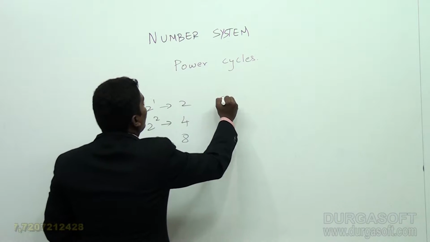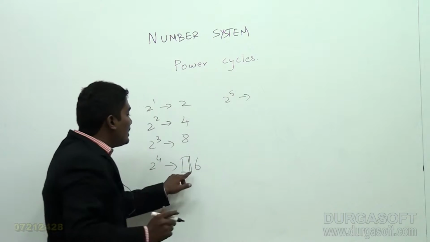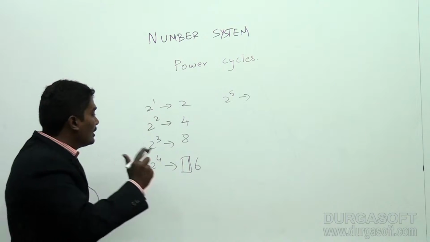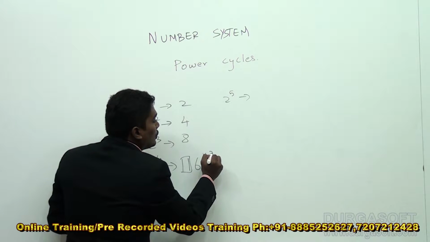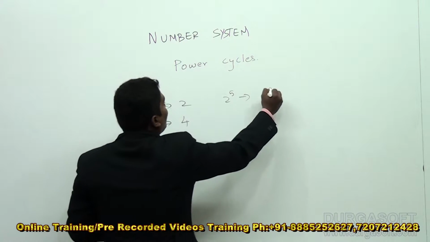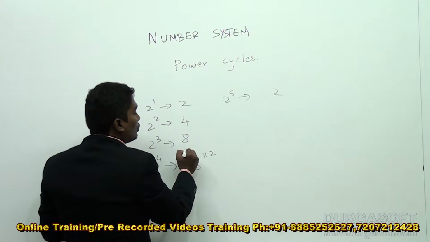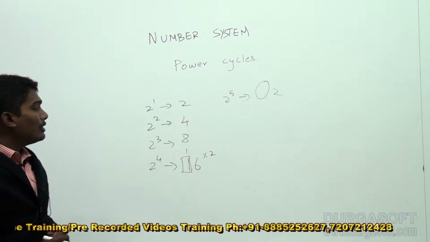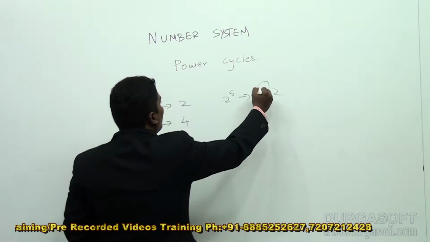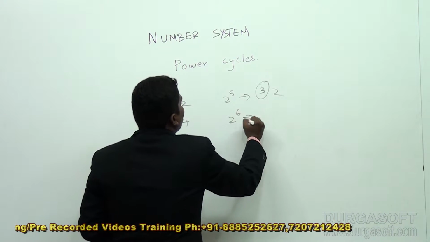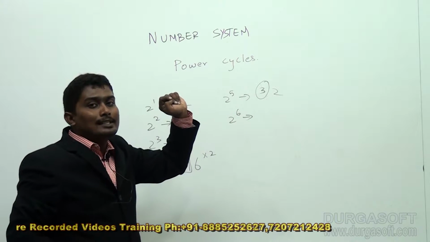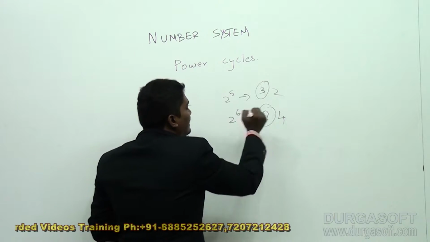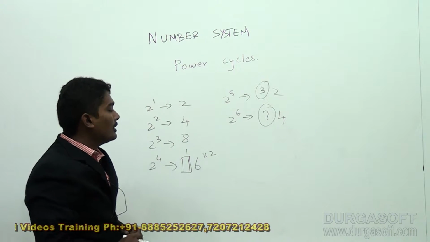Next I look at 2 power 5. 2 power 5 will be 16 into 2, 32. Or in other words, if I look only at the unit digit, 16 into 2, the unit digit will be 2 into 6, 12, so 2, and 1 goes as carry. I will get some number in the tens place, and the tens place I am not very much bothered about. So here the answer is 32. 2 power 6 will be 32 into 2, which is 64. So the ones place is 4. Tens place I am not bothered about it.